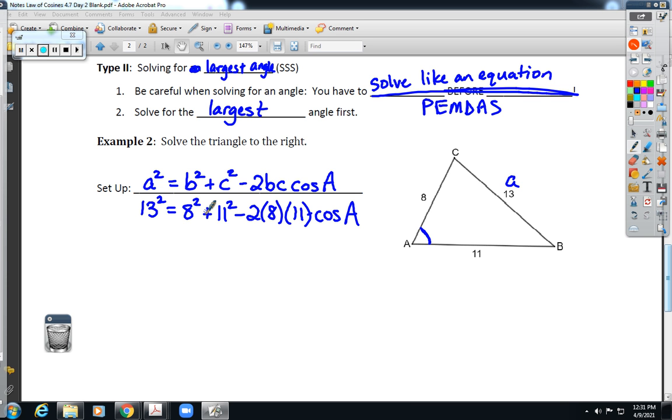Okay? There are pieces of this that you can put into the calculator. You shouldn't need a calculator for 13 squared. That's 169. You can put 8 squared plus 11 squared in the calculator. It's what, 185? And you can do 2 times 8 times 11 in your calculator, which means negative 176, right?